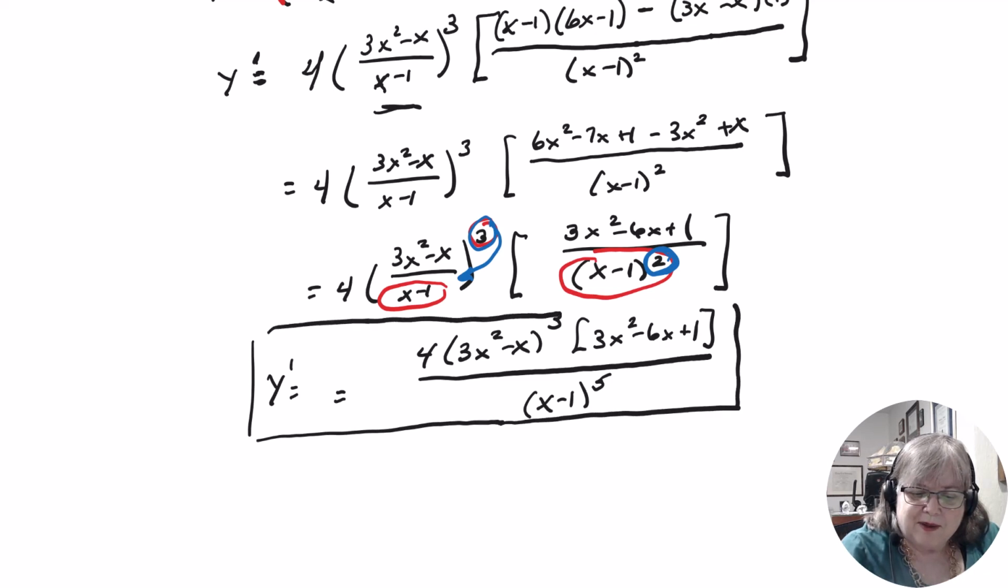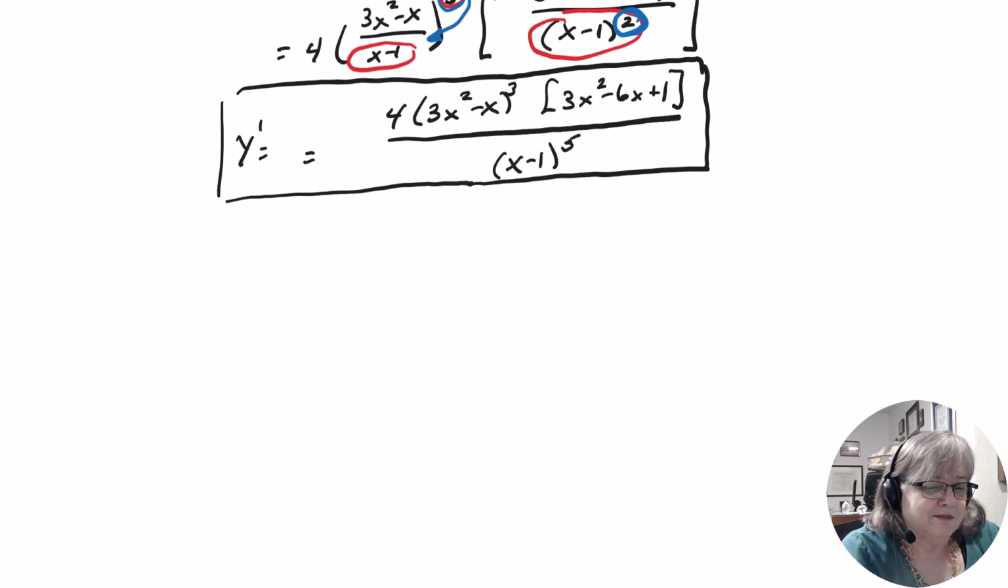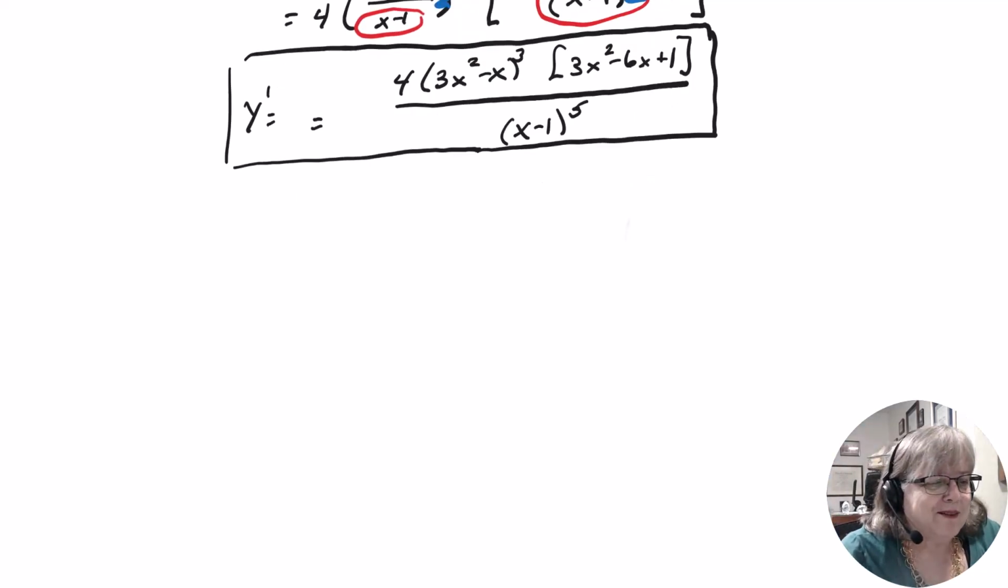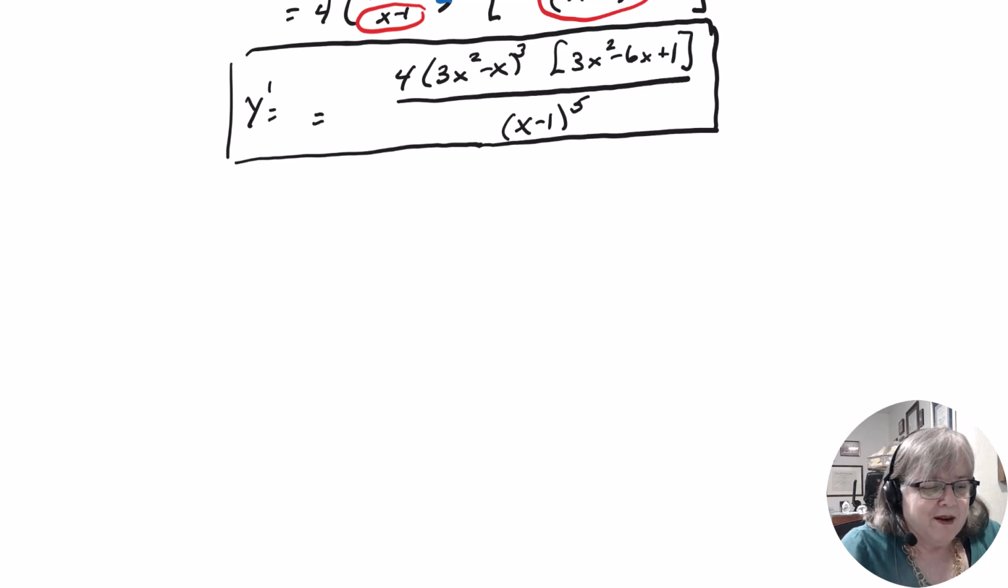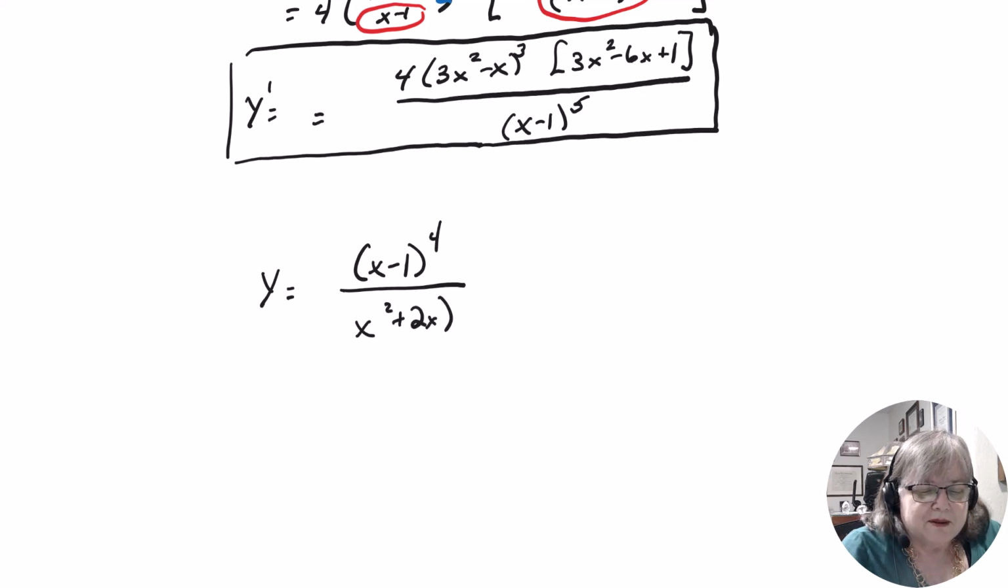I told you these would be a little bit more intricate, interwoven. These are kind of fun. I think they're fun. Okay. You may not be so sure about that right at the moment, but you'll get there. I swear you're going to get there. All right. So here we go. y is (x − 1)⁴ over (x² + 2x)⁵.